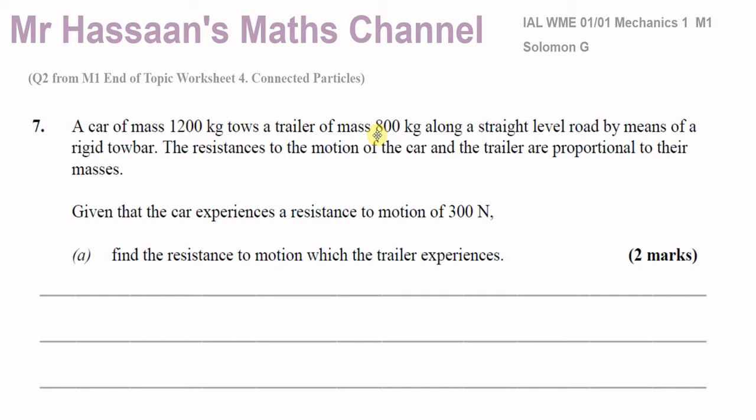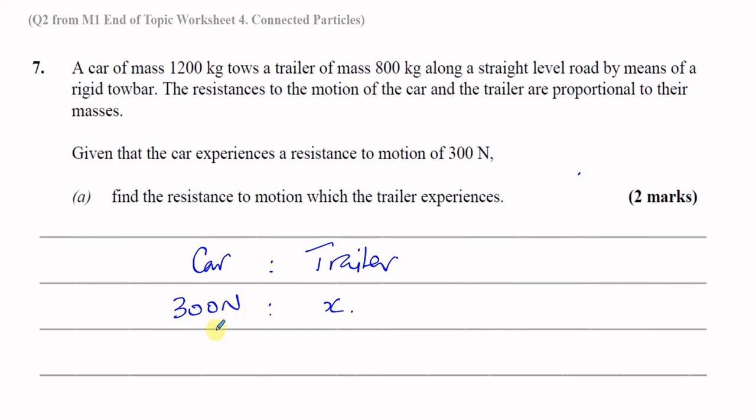Here we're told that the resistances to motion are proportional to their masses. So let's see the ratio of their masses. You've got the car and the trailer. The car experiences a resistance to motion of 300 newtons and the trailer experiences a resistance to motion of x newtons. I have to find that. The car has a mass of 1200 kilograms and the trailer has a mass of 800 kilograms.